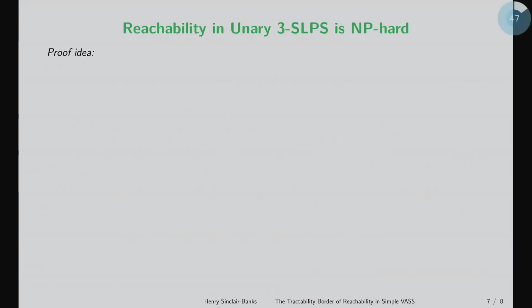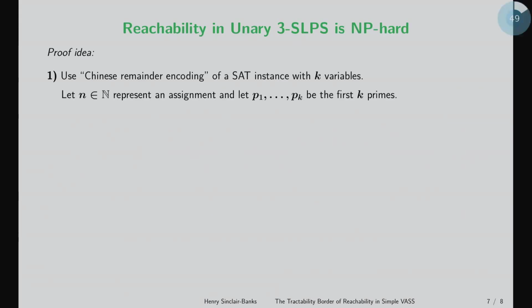How do we do it roughly? The idea is to reduce from SAT. We're going to use the Chinese remainder encoding for SAT over K variables. So I'm going to have some natural number that's going to represent an assignment. I'm going to get the first K primes, and the assignment is going to look like, if xi is true, I want to be congruent to 1 mod the ith prime, and if xi is false, I want to be congruent to 0 mod the ith prime. And I'm going to turn my instance of SAT into a massive conjunction of non-divisibility queries.